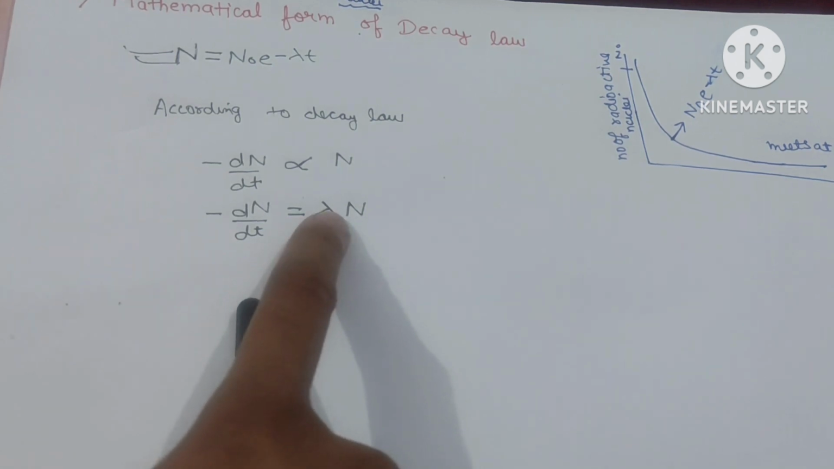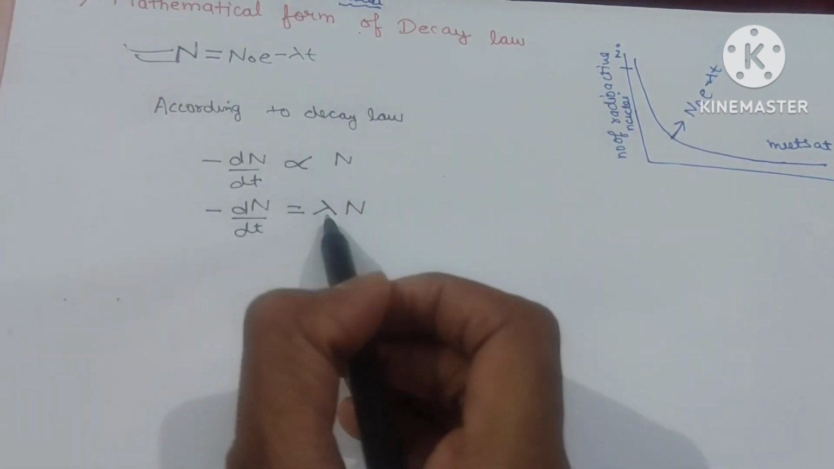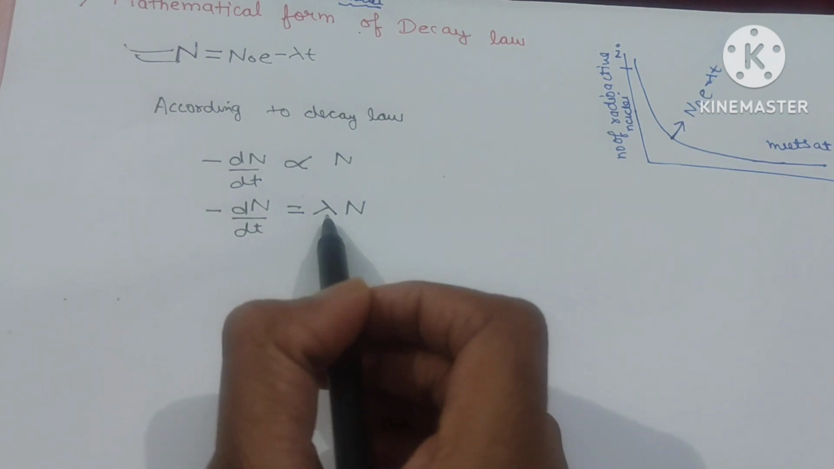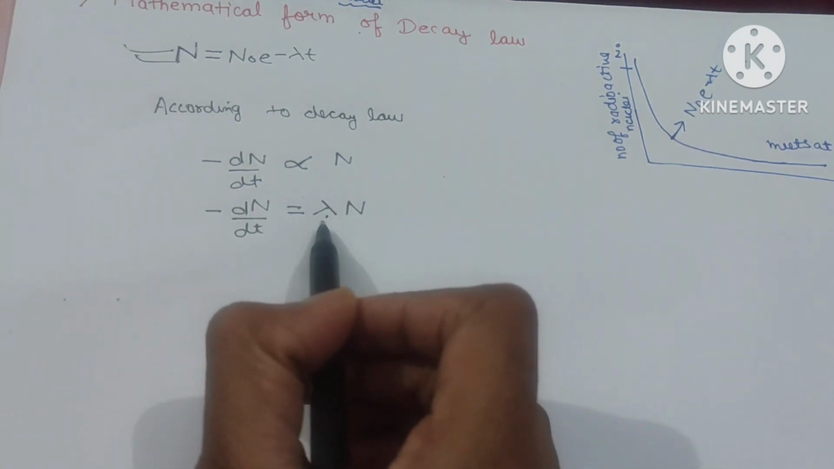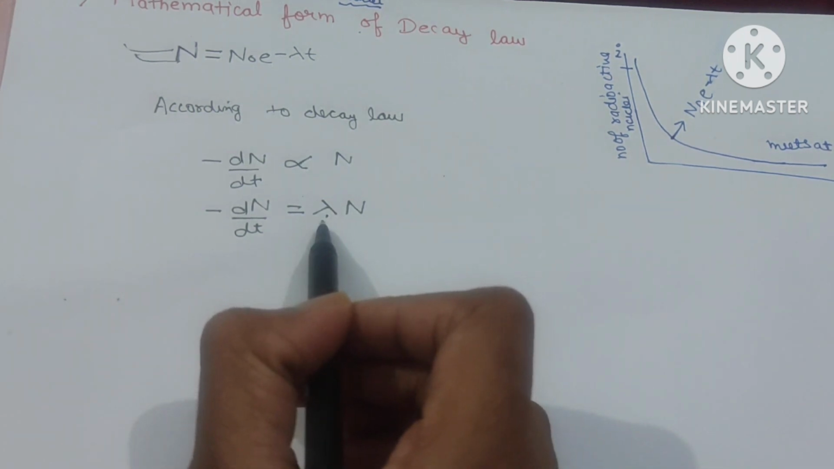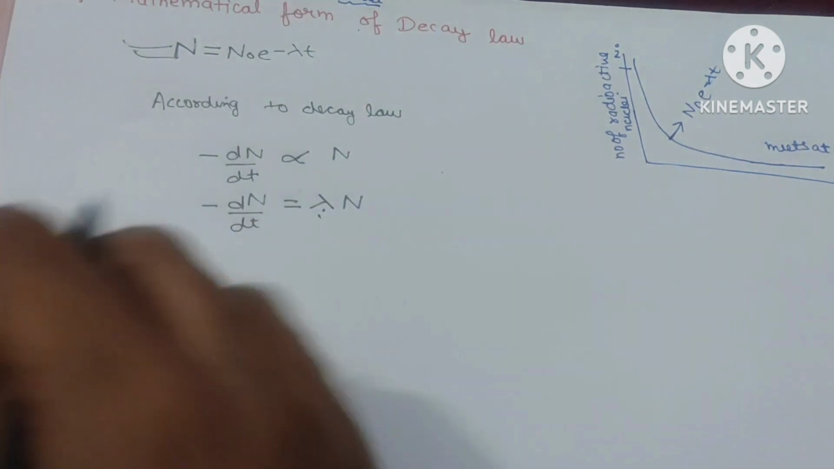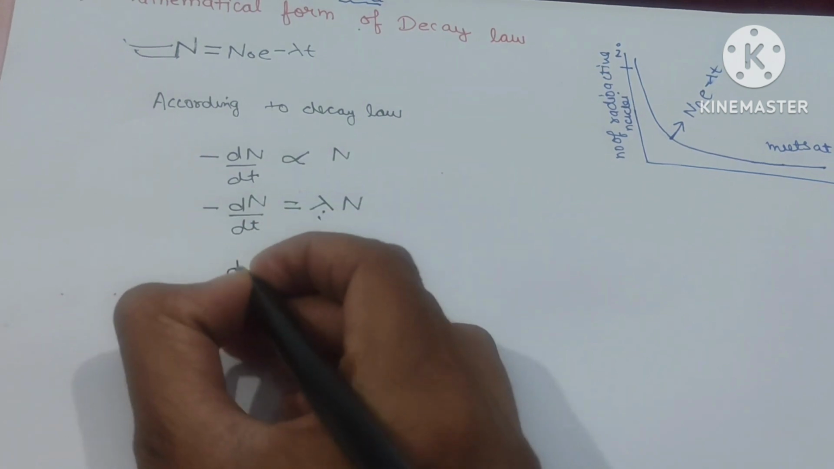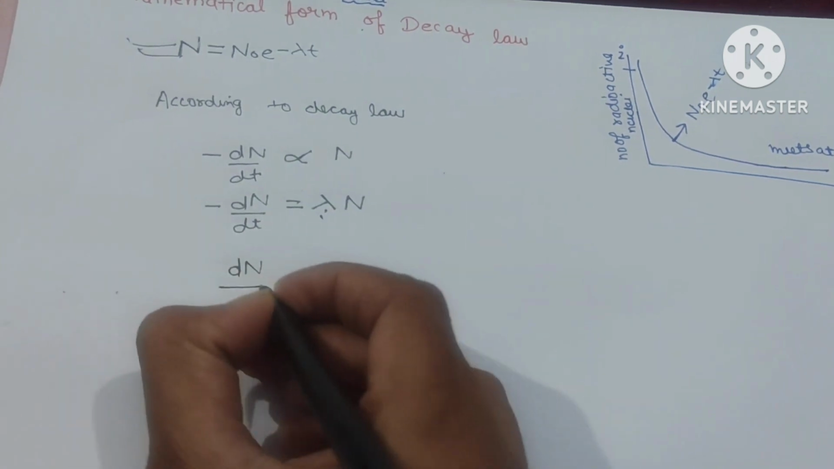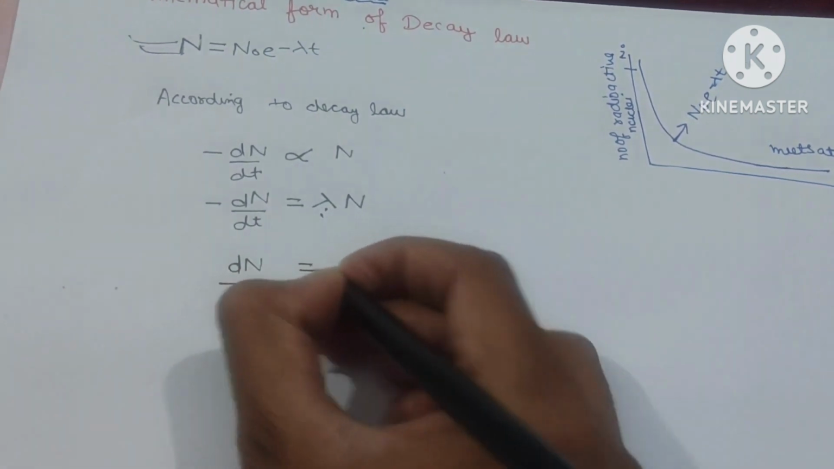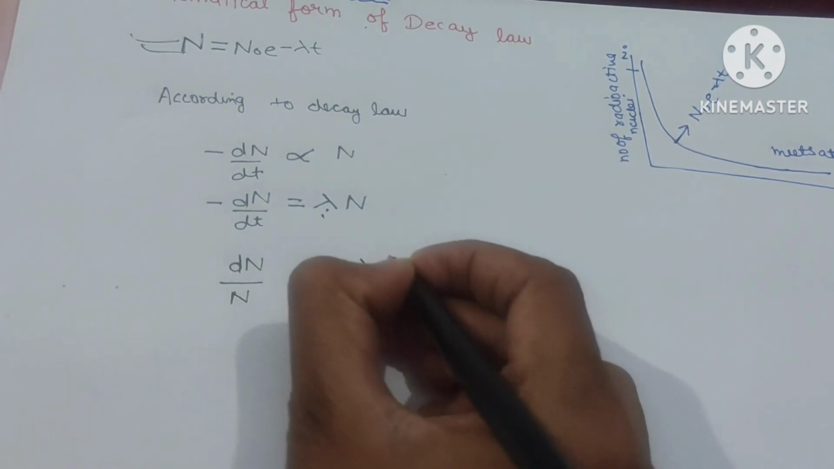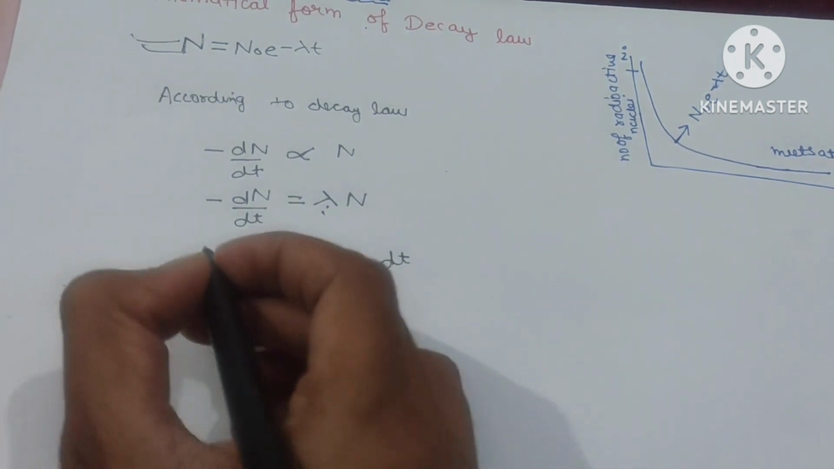Okay, this is the disintegration constant, and this is also called the decay constant. Now what we'll do, we'll do a simple integration. So dN by N is equal to minus lambda dt. Now we'll do the integration inside.